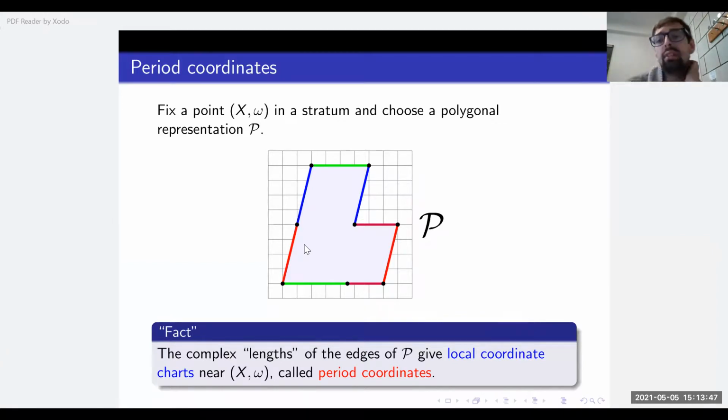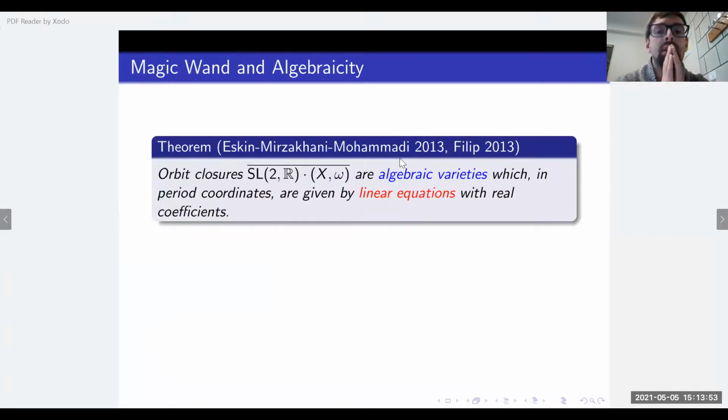Okay, but now that I have those two objects, I can tell you some of the main big theorem in the field that has been quite fantastic, and it's pretty deep results. But they basically say that this action of SL2R that I have on the stratum is extremely nicely behaved. I'm summarizing several papers and theorems here, so I'm going to attribute this to Eskin, Mirzakhani, Mohammadi, and to Filip. But then there are subsequent papers by Eskin, Mirzakhani, and a bunch of other people that have contributed to this. This has been a major development.